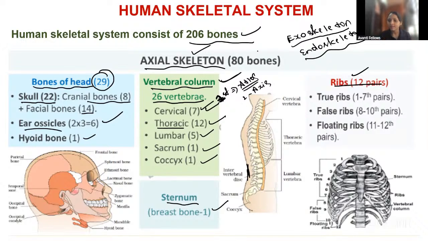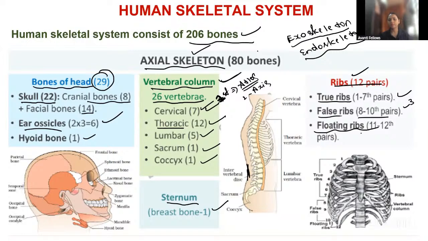In that, starting from 1 to 7, those 7 pairs are all attached along with the sternum and along with the vertebral column. So that's why they are called the true ribs. And then there are 8 to 10. From 8 to 10, we call them the false ribs because they attach to the sternum along with the seventh rib. Along with the seventh rib, these 8, 9, and 10 are attached. So that's why they are called false ribs. There are 3 pairs of false ribs.